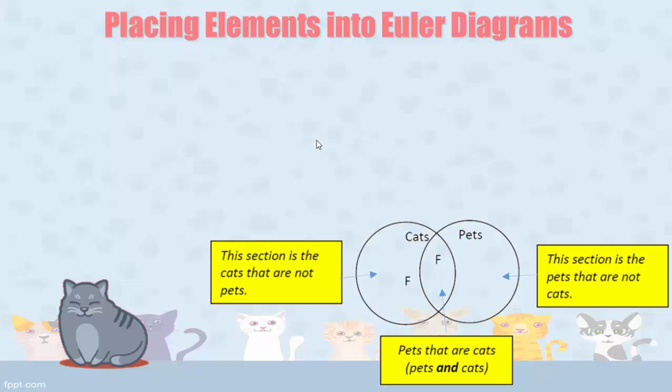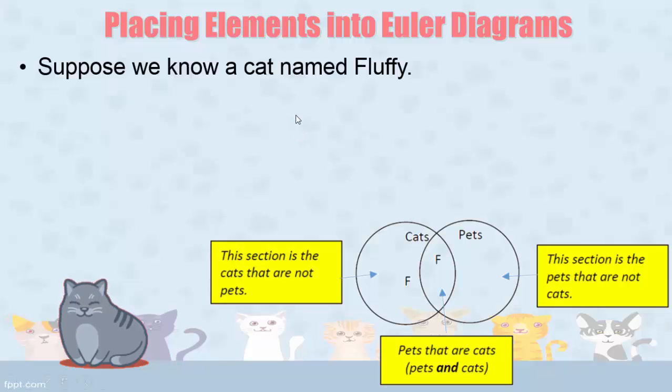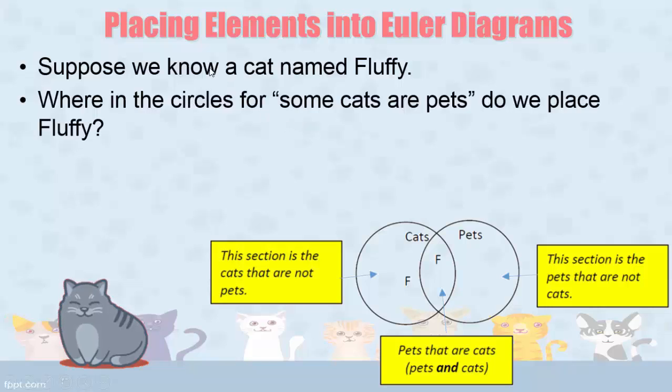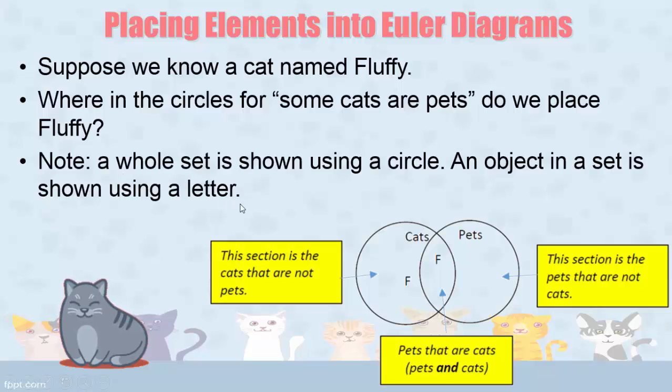And as mentioned, in Euler diagrams, you can place an element in more than one place. So suppose we know a cat named Fluffy. Where in the circles for some cats are pets do we place Fluffy? Well, note the whole set is using the circle. So here we have Fluffy. Fluffy can be a pet cat, but Fluffy can also be a cat that isn't a pet. So, for example, Fluffy can be a lion. A lion, despite what you may have heard on The Lion King, is not considered a pet cat. So we can put F here too.